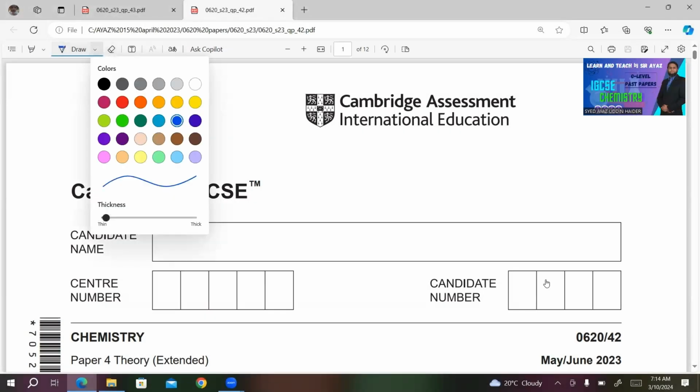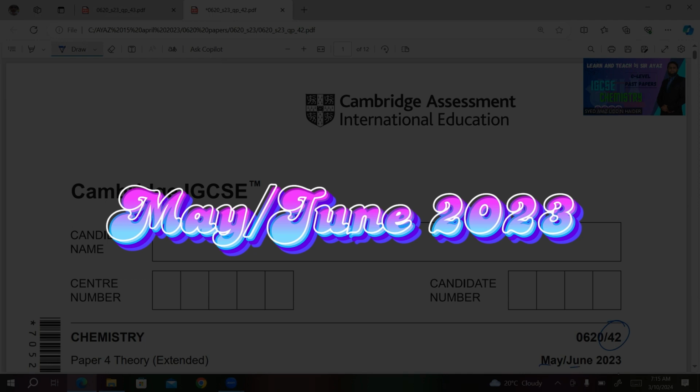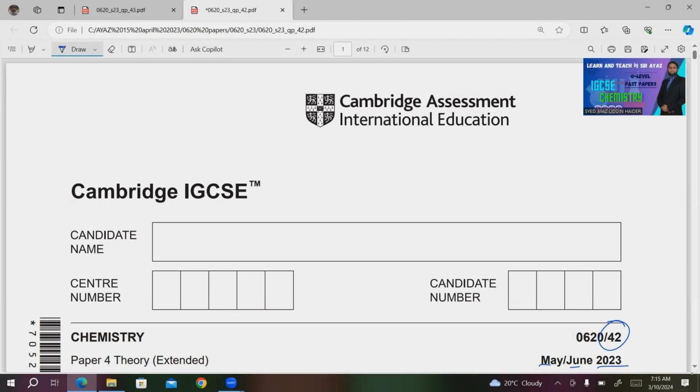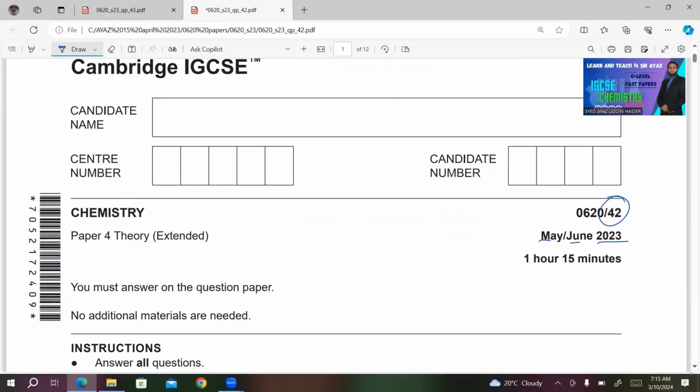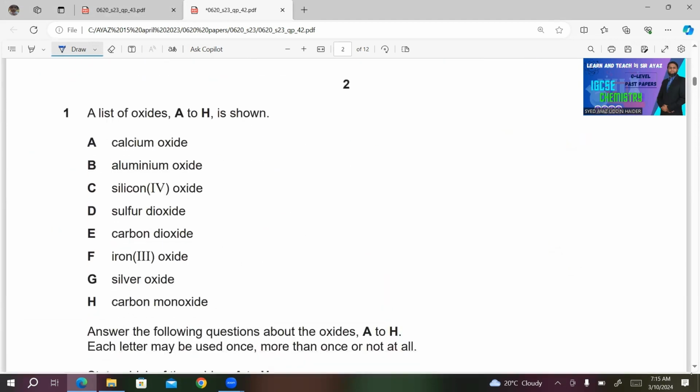I was doing the paper 0620 and I'm done till variant 41. This time I have selected variant 42, May-June 2023. I'm not going to read the instructions as you all are aware of the instructions. So let's start the paper.